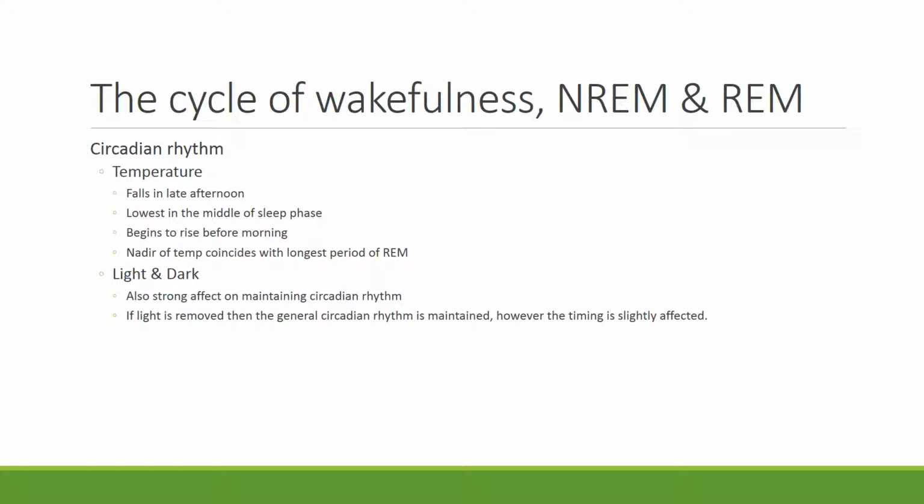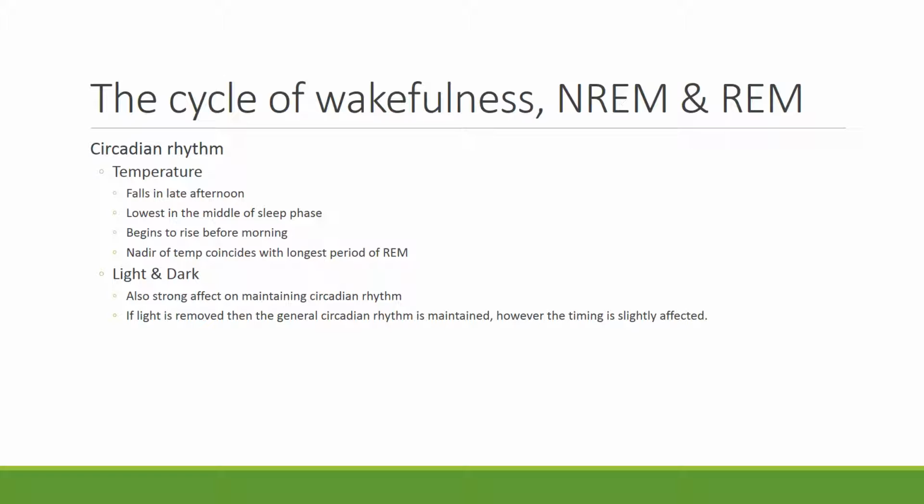It should be lowest in the middle of your sleep phase, so about midnight-ish is when your body temperature should be its lowest. And then just before morning, your body temperature will start to begin to rise. The lowest point of your temperature should coincide with the longest period of REM sleep for a person. And they can actually use that to study people and their sleep architecture or their circadian rhythms. They can actually use their body temperature to do that. It's pretty cool. They are doing it in many research studies.